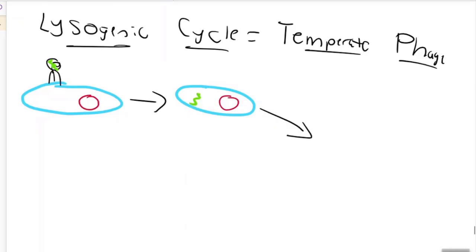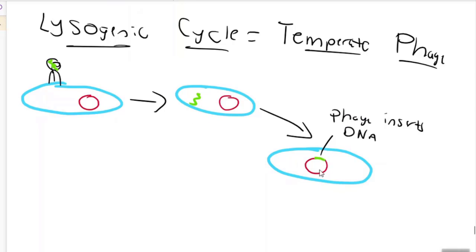Instead of replicating and making more copies of the virus, the virus is going to insert its DNA into the bacteria's chromosome. Right here is where you see the difference. The phage inserts its DNA into the bacteria's chromosome. The phage uses a special enzyme called integrase. So integrase allows the phage to insert its DNA into the bacterial cell.